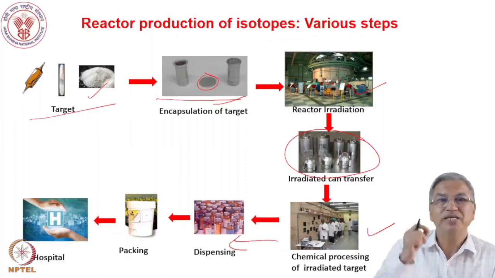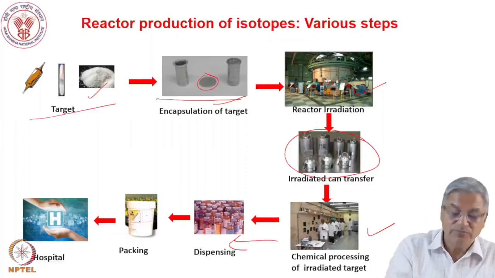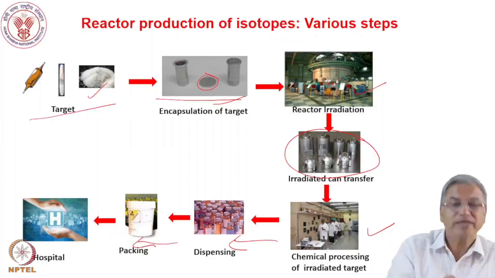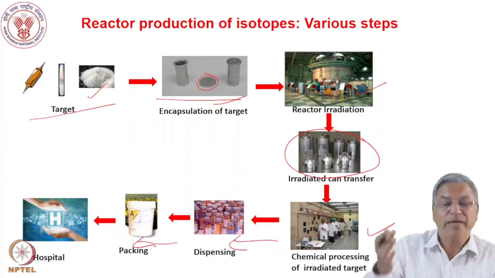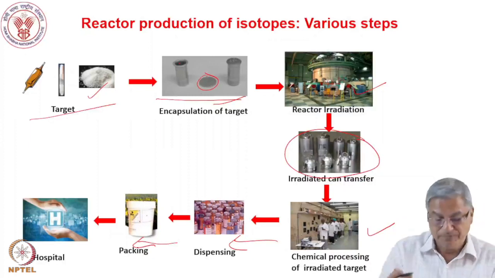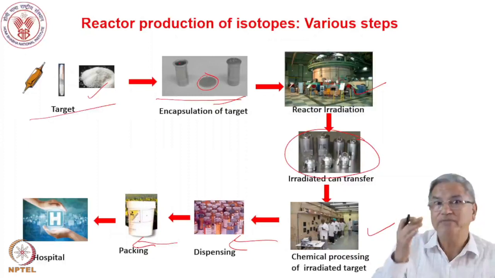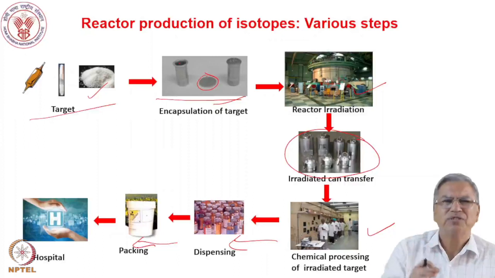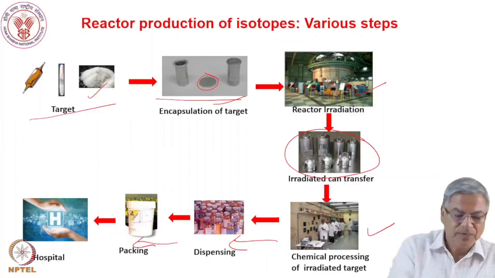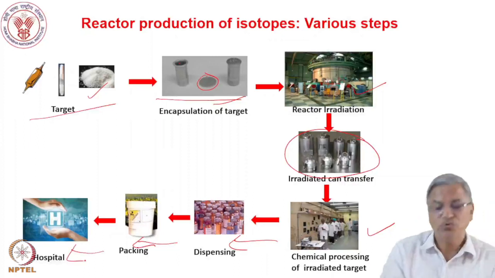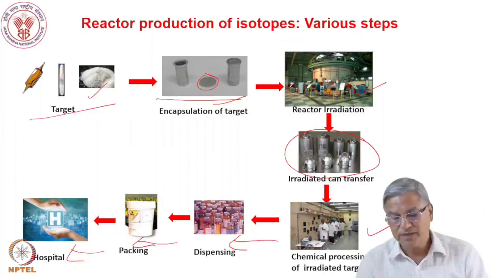Many a time the sterility also has to be checked if it is for direct injection to the human being. Then these are packed into the lead pots, and then you have the package. You have to give the proper package so that people can identify what is the dose, what is the activity and all that. And then they are supplied to the hospitals by the agency.